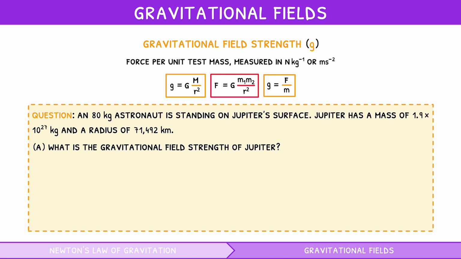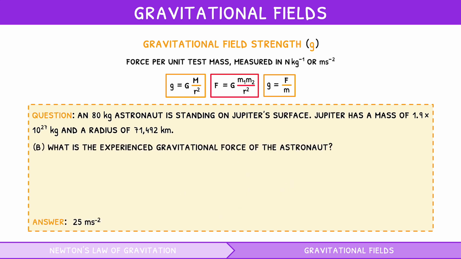For A, we are asked to solve for the exerted gravitational field strength. So we use the formula gravitational field strength equals gravitational constant times mass divided by radius squared. So, substituting in the values of G, Jupiter's mass, and Jupiter's radius, we can solve for a gravitational field strength of 25 meters per second squared.